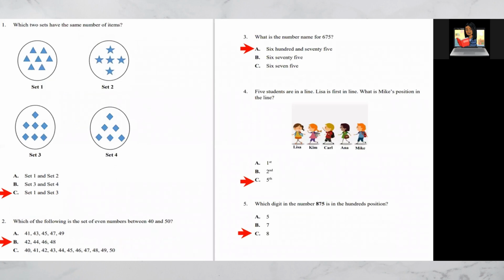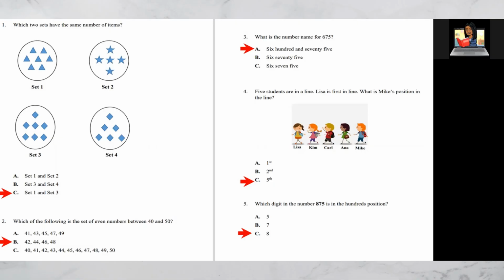We have some shapes inside of some circles. And the question says, which two sets have the same number of items? So of course, you're going to count the triangles, count the stars, count the diamonds, and then you're going to realize that the answer is C. Set 1 has 7 triangles and set 3 has 7 diamonds in it.